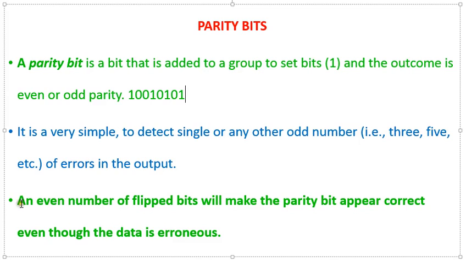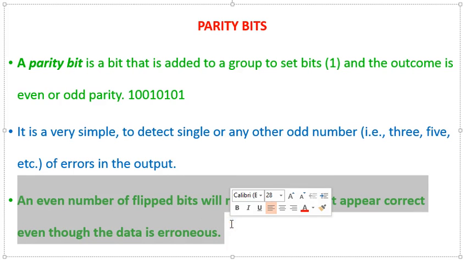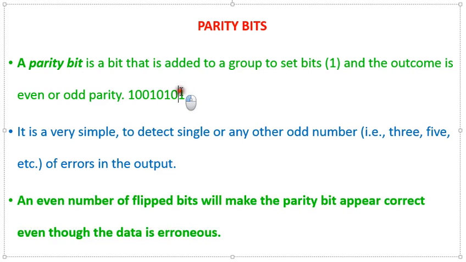And the disadvantage of this method is that whenever an even number of bits change from 0 to 1 or 1 to 0, the receiver cannot detect the error. Let me explain what I'm saying. I told you my original data here, excluding this last one, has how many ones? 1, 2, 3, which is an odd number. And if we are doing even parity, I told you we should add another one so that the total number of ones should be 4, which is an even number.